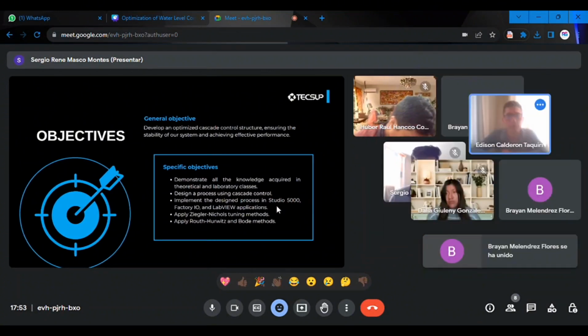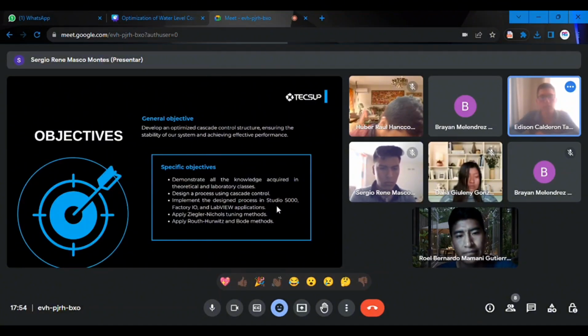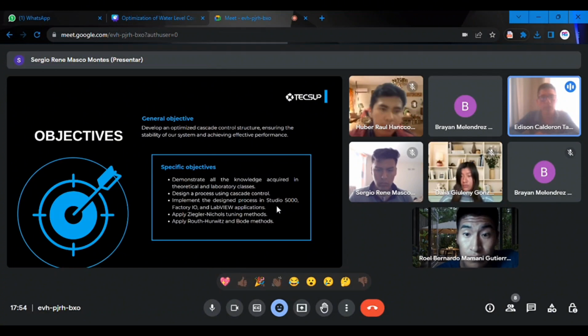Demonstrate key concepts in theoretical and laboratory classes. The same process uses cascade control. Implement the design process in Studio 5000, Factory I/O and LabVIEW applications. Apply Ziegler-Nichols tuning methods. Apply other tuning methods. Next.